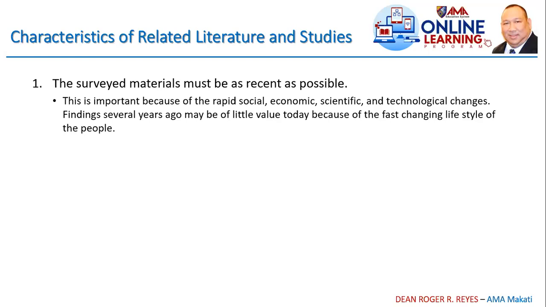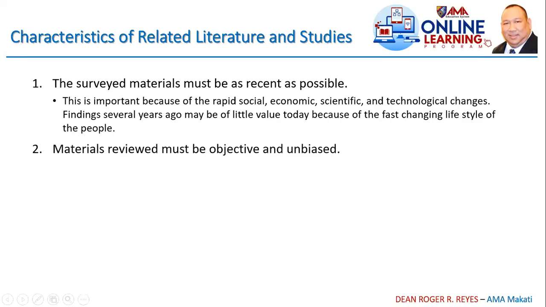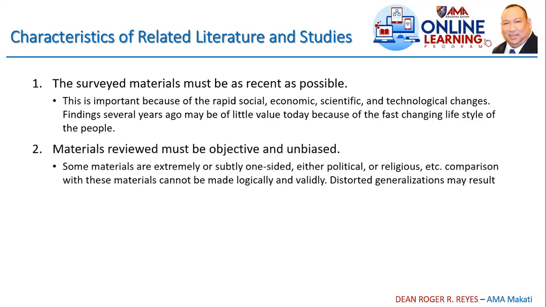Number 2. Materials reviewed must be objective and unbiased. Yan. Kaya hinihingi natin na sa mga published journals, sa mga scholarly articles, kasi kailangan hindi siya biased, hindi siya one-sided. Some materials are extremely or subtly one-sided, either political, religious, or whatever. Comparison with these materials cannot be made logically and validly. Mahirap kasi distorted generalizations may result.